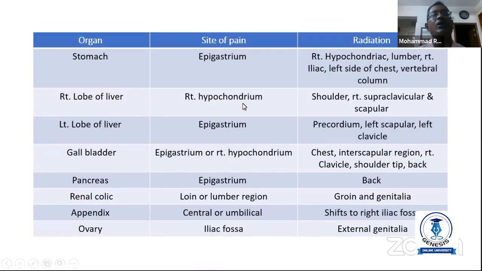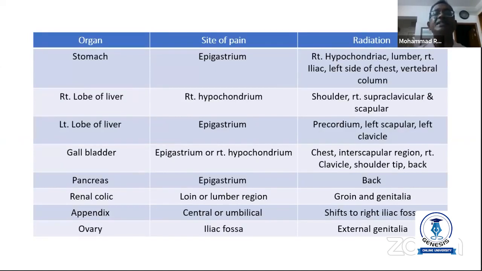The right lobe of the liver is always felt in the right hypochondrium, as well as the shoulder, right supraclavicular region, and scapula. The left lobe of the liver, the patient feels usual site is epigastrium, but may refer to the precordium, left scapula, and left clavicle. Don't forget about the left scapula and left clavicle. And gallbladder pain: sometimes many patients who come with epigastric pain, we think about peptic ulcer disease, but eventually it turns out to be a case of gallbladder stone. So chest, intercostal region, right clavicle, shoulder tip, as well as the back.